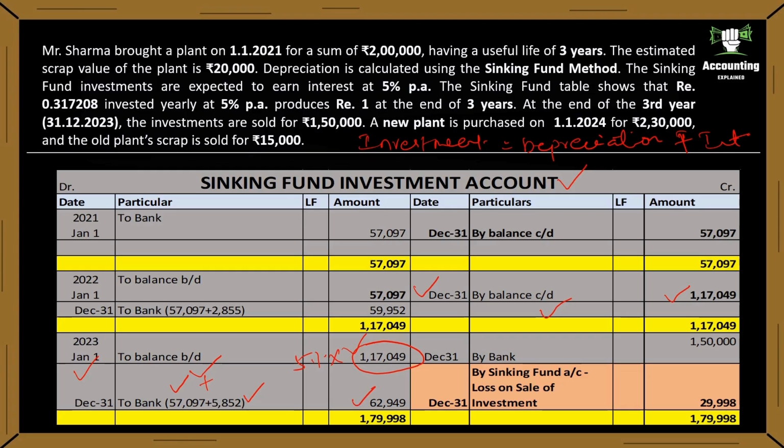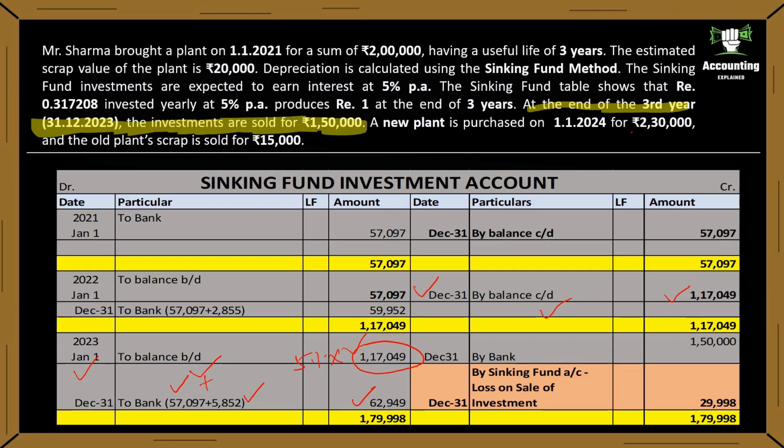Okay, next see the question here. At the end of the third year, that is on 31/12/23, the investments are sold for 1,50,000. Can you see here? So these investments are sold.